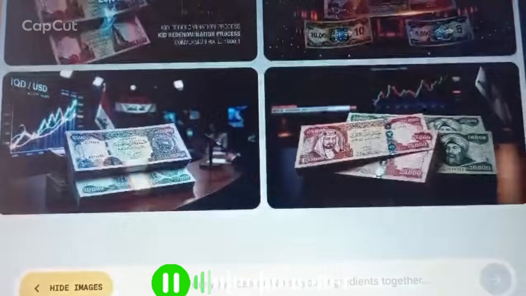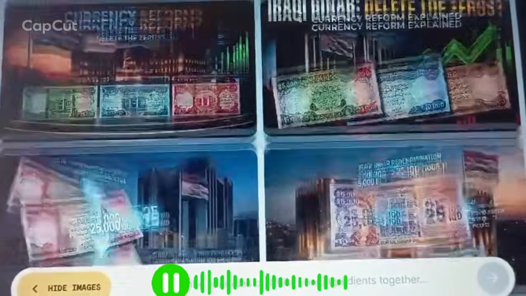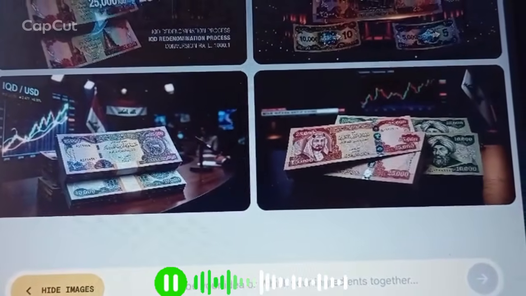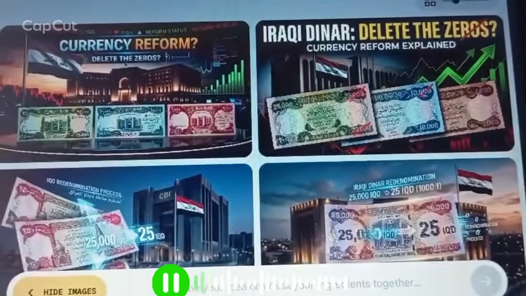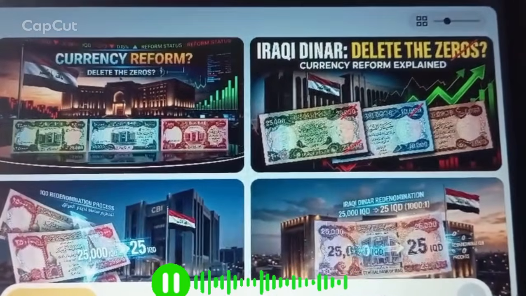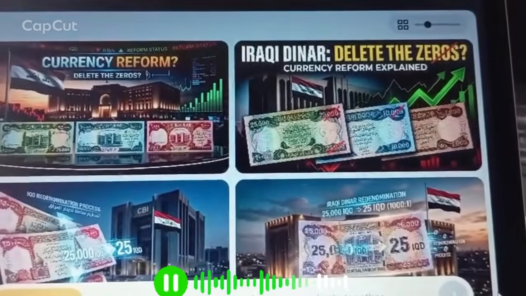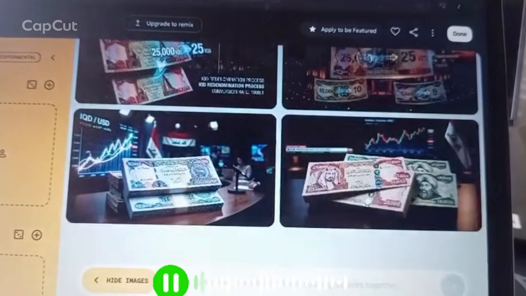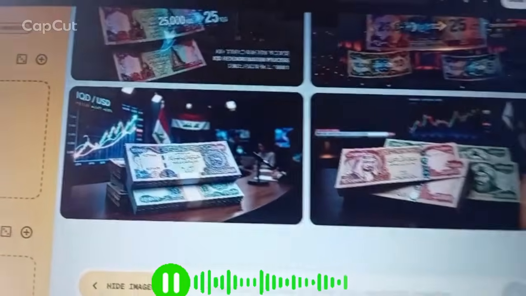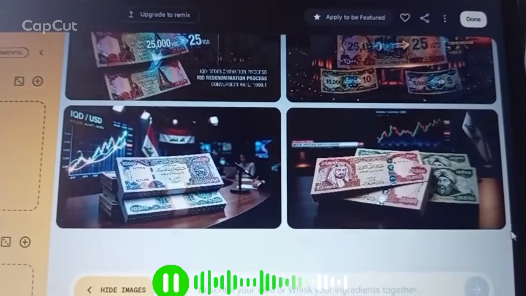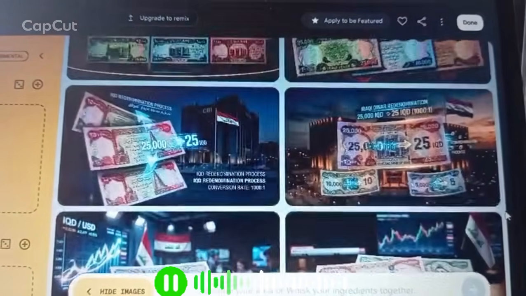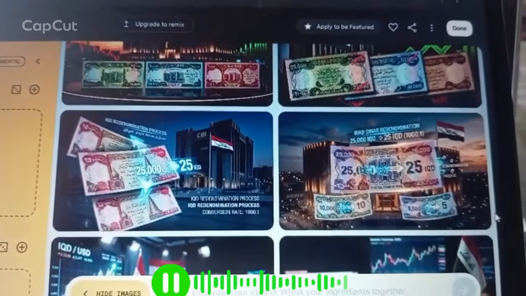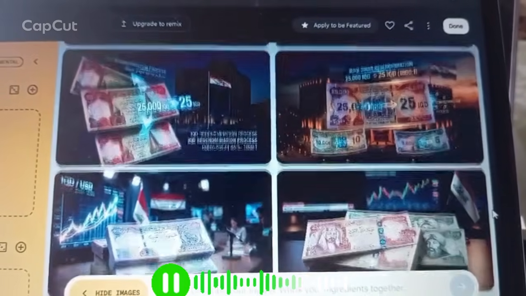Redenomination and revaluation are not the same thing. Redenomination changes the denomination scale. Revaluation changes the external value of a currency relative to other currencies. If Iraq were to remove three zeros through a straightforward redenomination, that would not automatically mean that 1,000 old dinars suddenly become worth 1,000 US dollars, or that an old 25,000 dinar note suddenly gains extraordinary purchasing power.